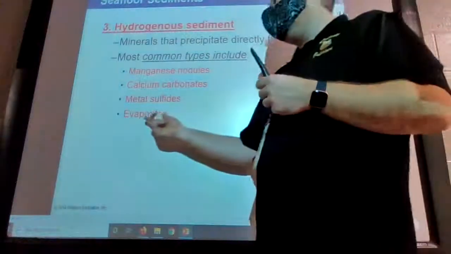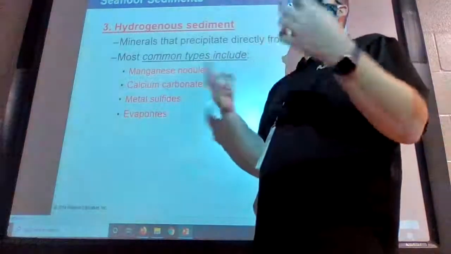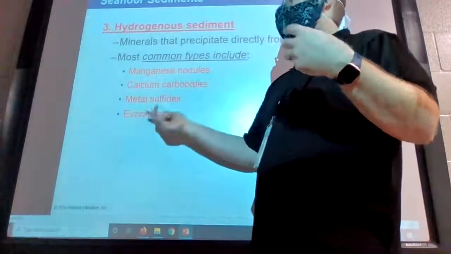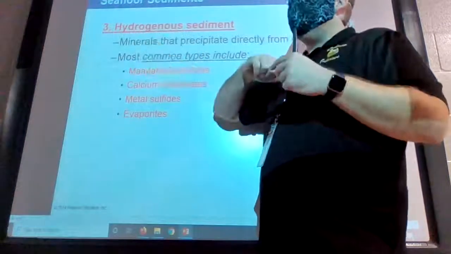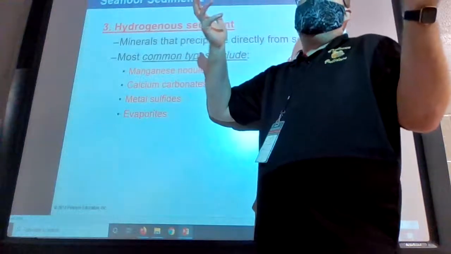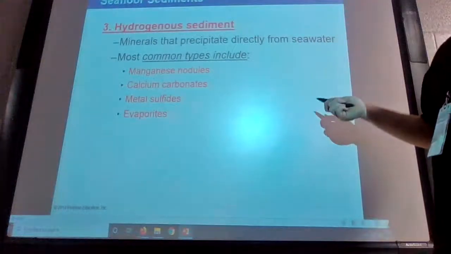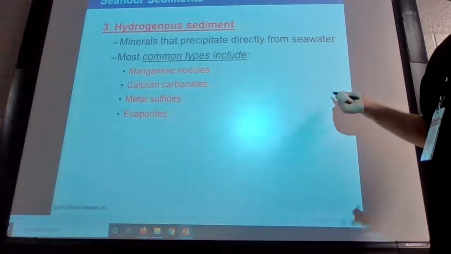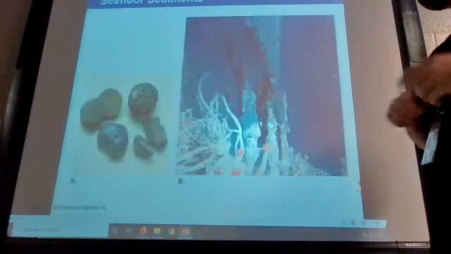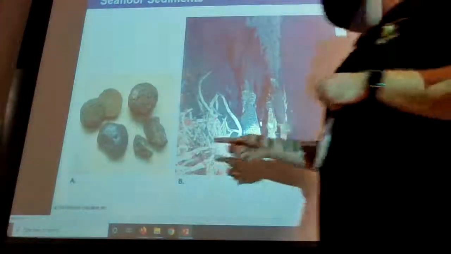And then evaporites are going to happen whenever you have a body of water that has a lot of dissolved minerals in it, and then ultimately that body of water dries up. And when it dries up, all the dissolved minerals stay behind and your water leaves, and you get something like the salt flats. I guess this would be a manganese nodule.